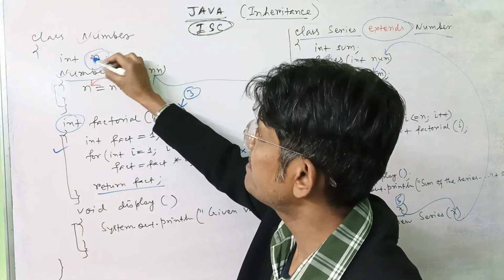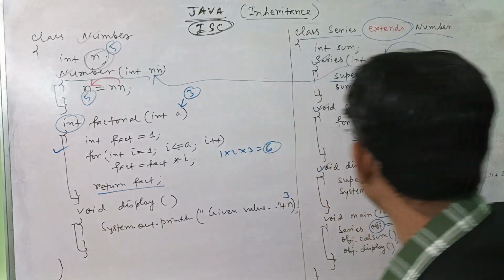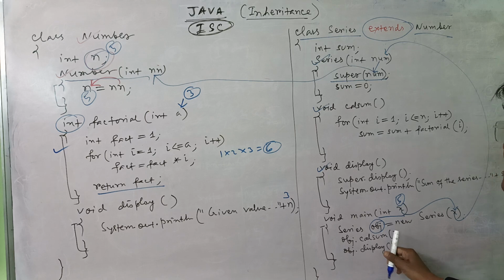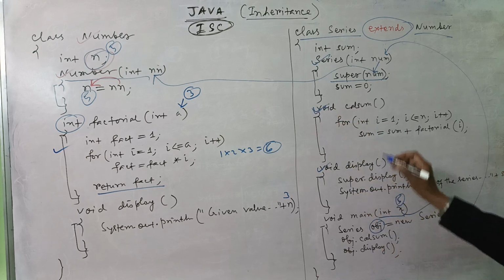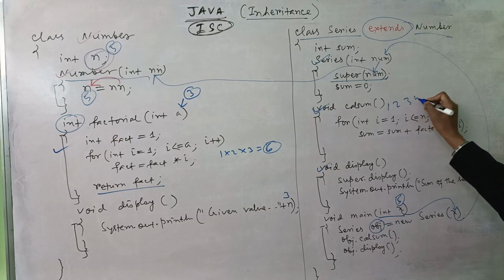That means this n is becoming how much? 5. So this n is 5. Now check. After that, computer obj.calsum. Calsum means I am calling this function. Calsum is doing, if n equal to 5, so 1, 2, 3, 4, 5.